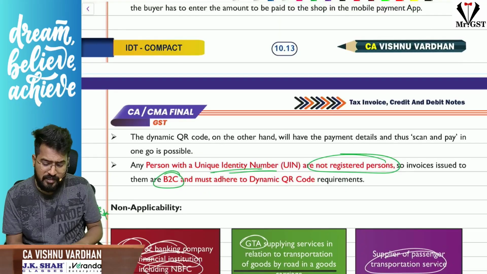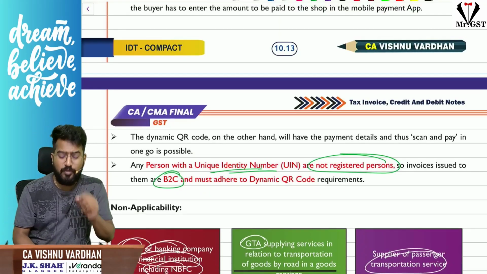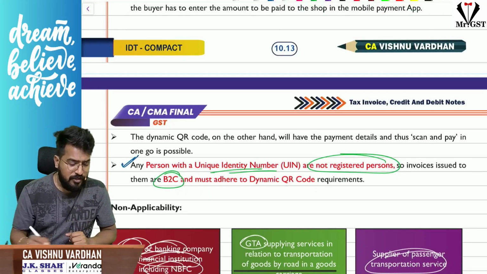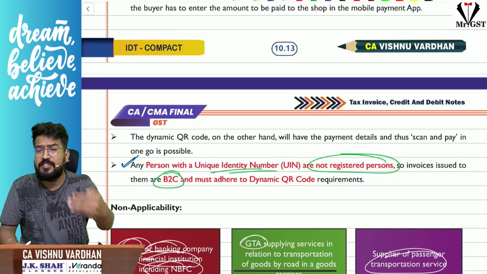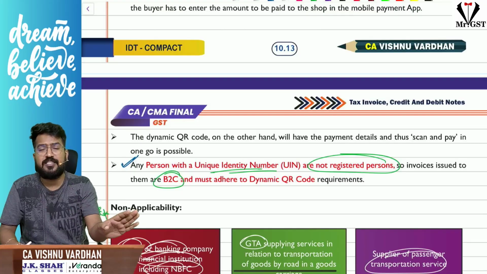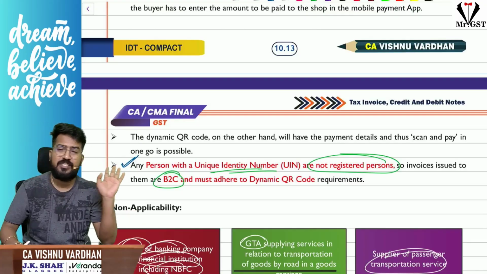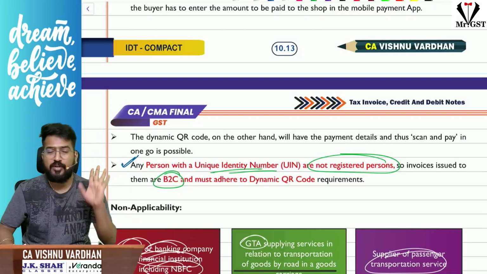Okay. Now, sir, if I am raising an invoice to a person holding a unique identity number, should I follow dynamic QR code provisions? Then the law says, sir, even though a person is holding a unique identity number, that is not a registration under GST, so treat him as a B2C supply, and for that dynamic QR code provisions are applicable.